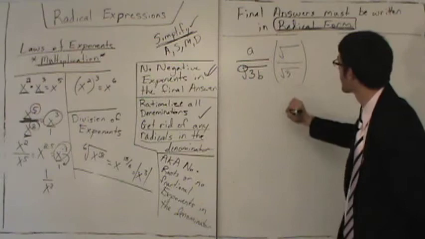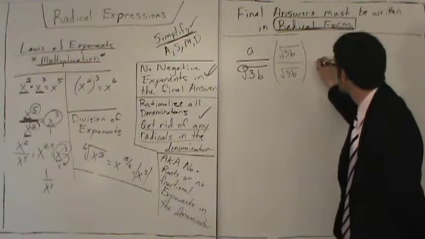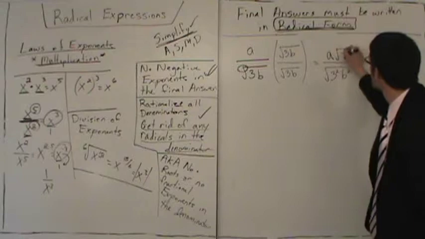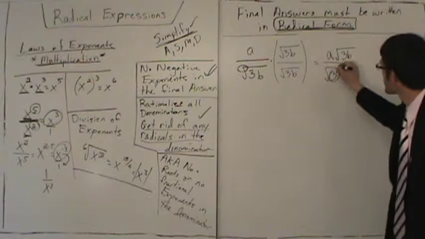Well, we need 1 more 3. If we have 1 B, we need 1 more B. So we're going to multiply by root of 3B over root of 3B. And now on the bottom, we have the root of 3 squared, B squared. And on top, we just glue this together. Since A is not under a radical, we just put it on the outside, A root 3B. We just glue this together under the operation of what? Multiplication.